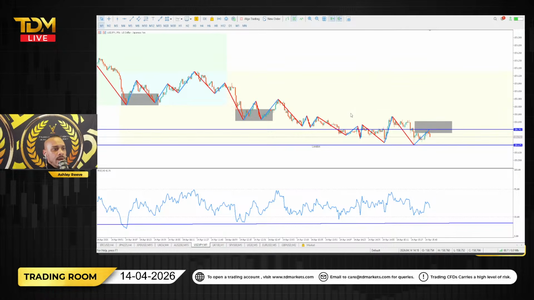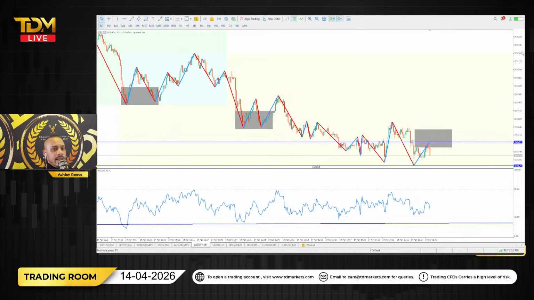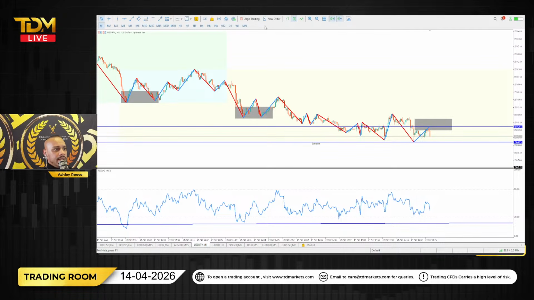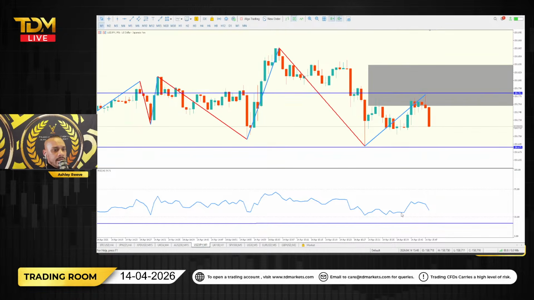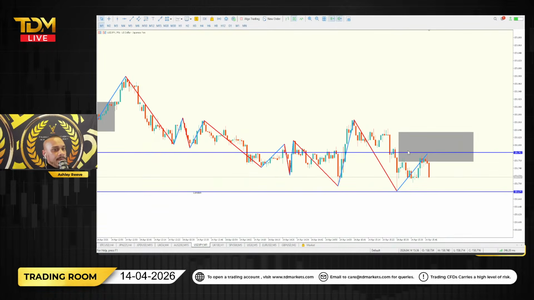Let me take this away so you don't get confused. It's now created. Look at that. Structure to break. Let me take the RSI off so you can see. Guys, when it comes to market structure, you can't beat it. Right there, that's the new structure that's formed.